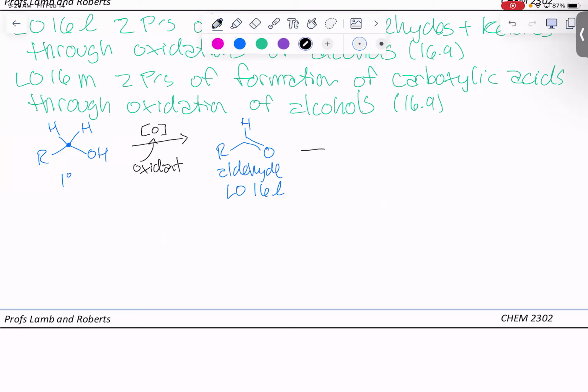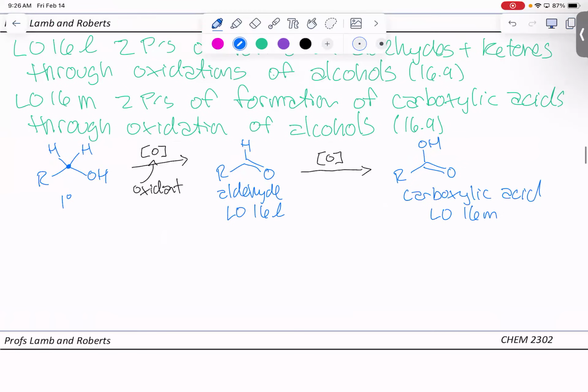You can keep going further with a stronger oxidant or more equivalents of our oxidant, and then we can form our carboxylic acid. This is learning objective 16M, right? We had two listed on the top. So we have the option to stay at the aldehyde or keep going to the carboxylic acid.